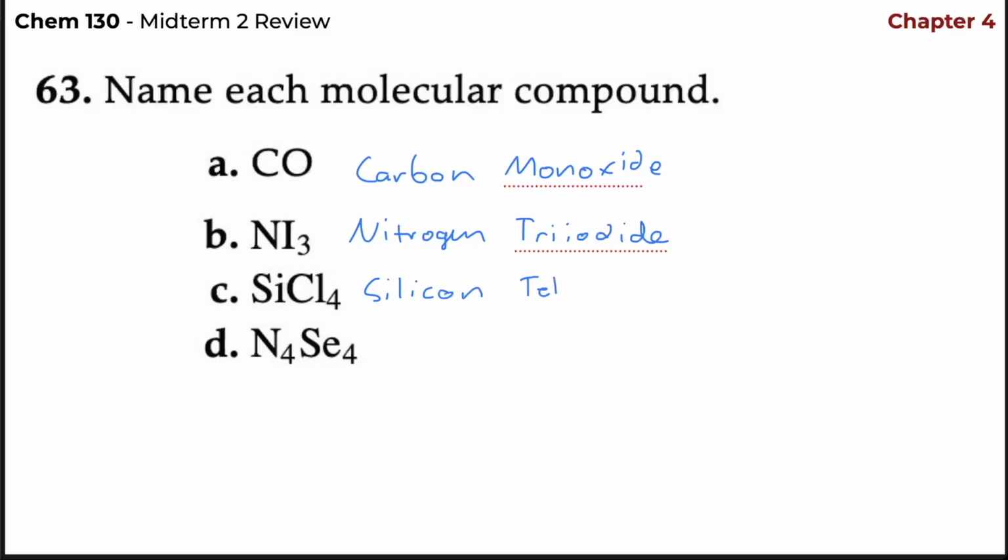So tetrachloride. And then the next one is 4, so you have to put a tetra: tetranitrogen. And then tetraselenide. That's it. Pretty straightforward.